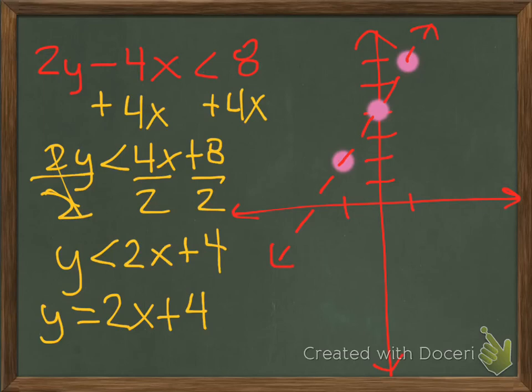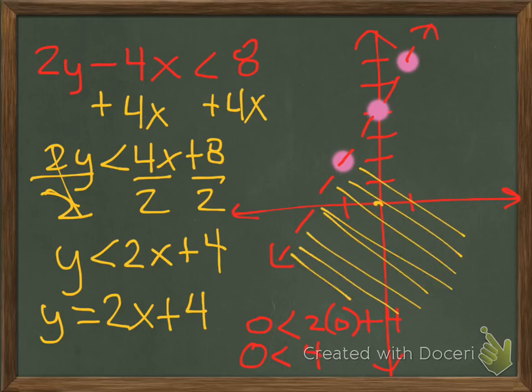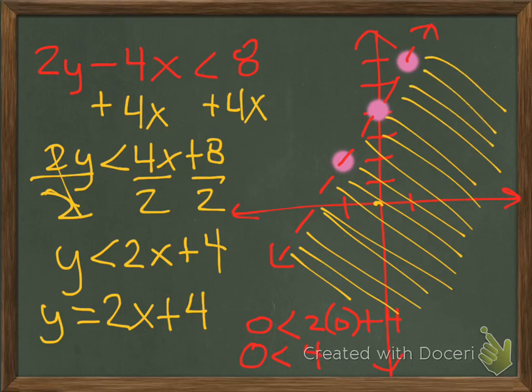And then my last step is to pick a test point. This time I can pick 0, 0. So I'm going to plug it in. 0 is less than 2 times 0 plus 4. So 0 is less than 4, which is true. So here's 0, 0. We're going to shade towards 0, 0, starting from my line that I drew.